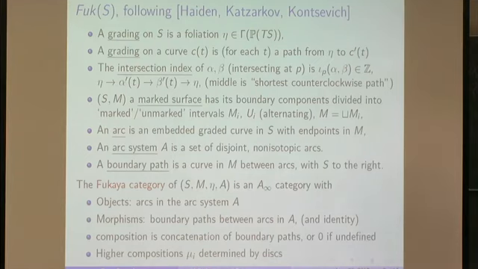So maybe one thing I should point out, a grading on a curve is determined by the choice of the grading at one point on the curve, by continuity. So if you pick a path at one point, then there's only one way to extend this path to all other points on the curve. So this might at first seem like a framing of a curve, but it's very different, actually.